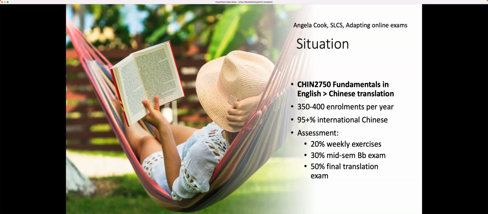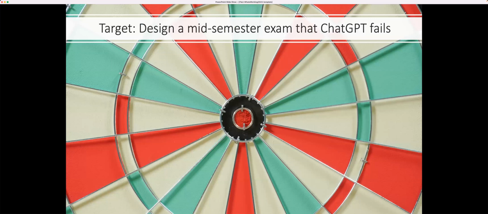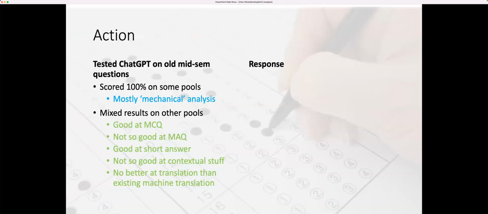However, I did see the need to change the mid-semester exam. So on the next slide, you can see our goal, which was to design a mid-semester exam that ChatGPT cannot pass, assuming that students would be sitting there wanting to copy and paste the questions over to ChatGPT. And on the next slide, you can see some of the action that we took to set this up.